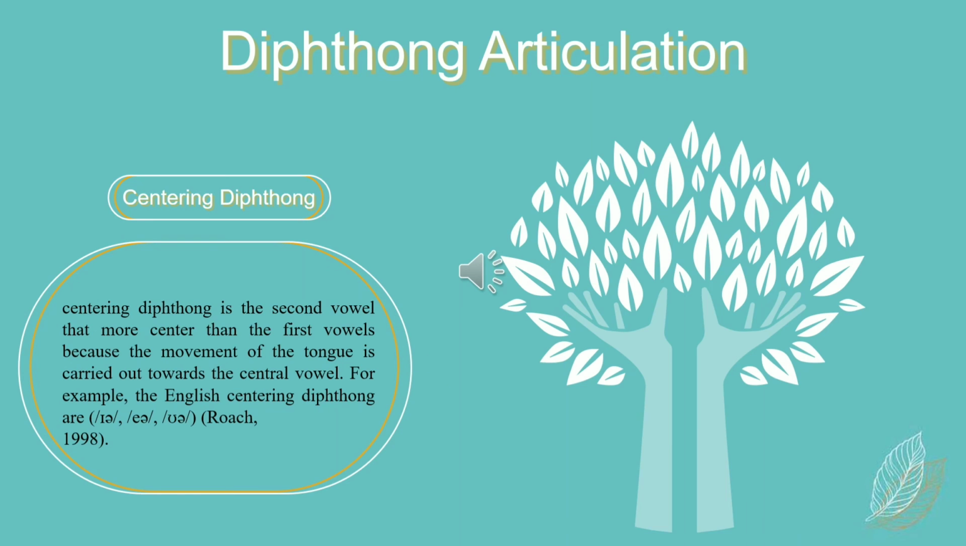Diphthong articulation. Centering diphthong. In a centering diphthong, the second vowel is more central than the first vowel because the movement of the tongue is carried out towards the central vowel. For example, these English centering diphthongs are ɪə, eə, and ʊə.